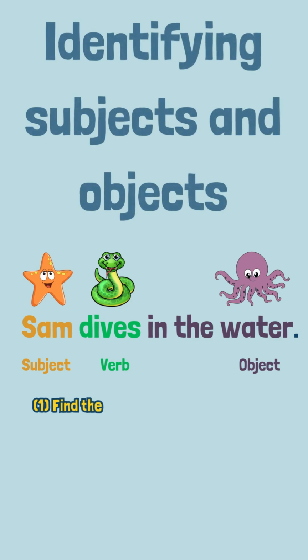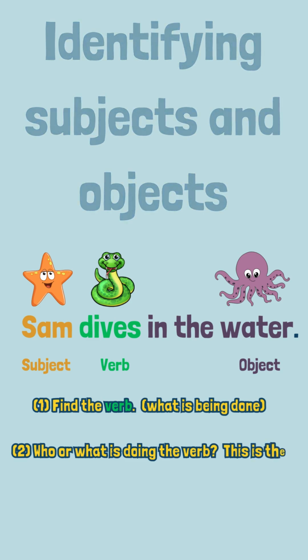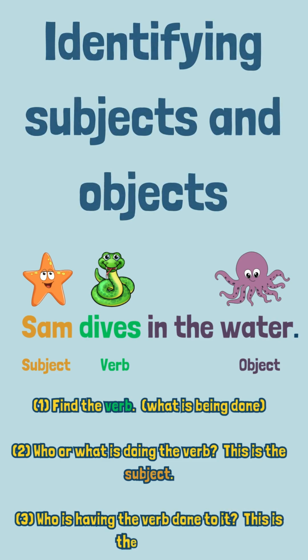Now we're ready to identify subjects and objects in sentences, and we can do this by following a few simple steps. So let's look at the sentence: Sam dives in the water. If we want to find the subject and the object, the very first thing we're going to do is find the verb, what is being done. And in this case, it's dives.